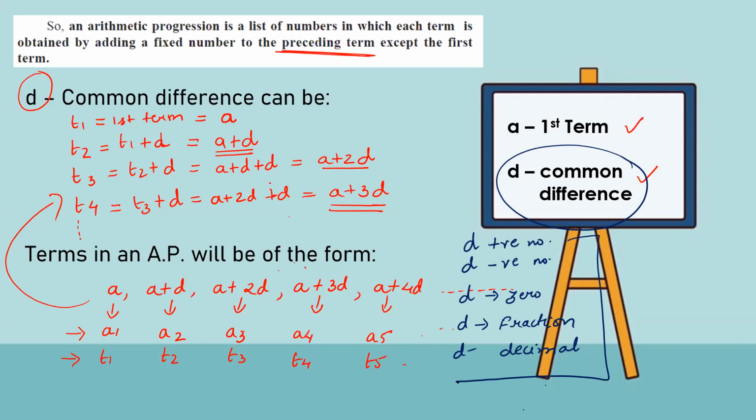So D can be a positive number, a negative number. It can be 0. It can be a fraction. It can be a decimal. D can be anything. The only thing is, it should not be an irrational number. It should be a rational number. And how will you get D? D is always the succeeding term minus the preceding term. So D can be T5 minus T4, or A5 minus A4, succeeding minus preceding, T3 minus T2, let's say A3 minus A2, and so on, right? In this way, you can find out D.